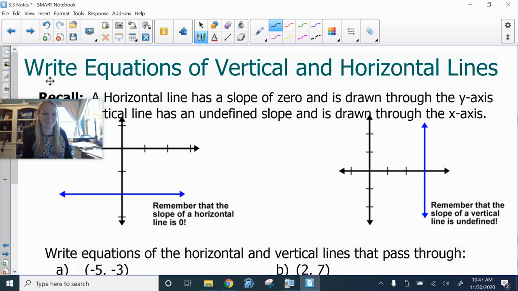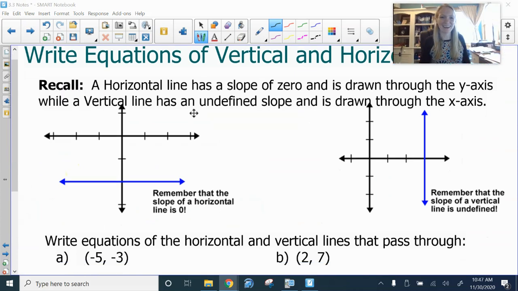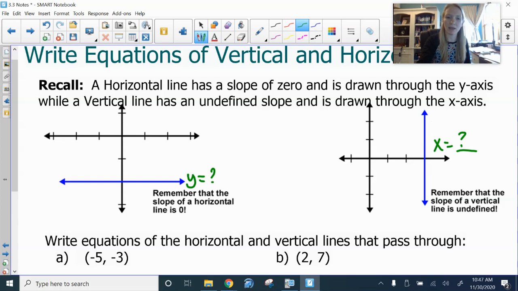Last little thing then is our vertical and horizontal lines. And I know we only have like 3 minutes here. A horizontal line has a slope of 0 and is drawn through the y-axis. So here's our horizontal line. And a vertical line has an undefined slope and is drawn through your x-axis. So remember, our vertical line is x equals something, and our horizontal line, because it's going through the y-axis, is y equals something.